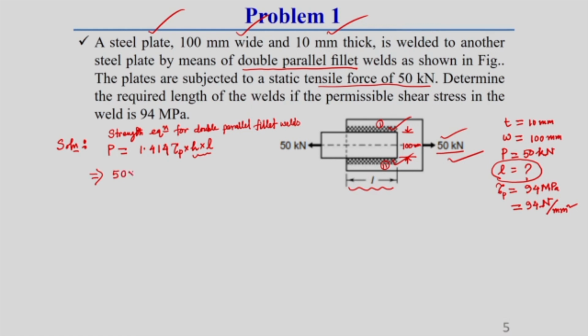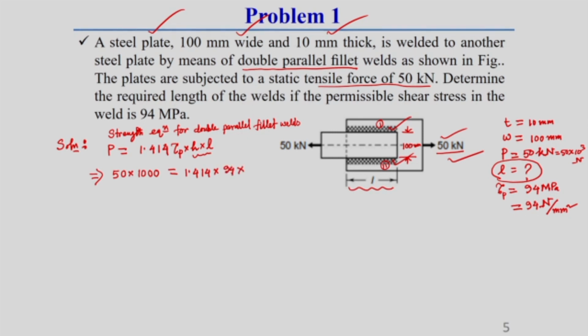So, 50 kilonewton, here I am writing 50 into 1000, that means you will be in Newton. So, here this 50 kilonewton in terms of Newton you can write as 50 into 10 to the power 3 Newton, correct. This will be equal to 1.414. Here tau P I am representing in terms of Newton per millimeter square. So, tau P means permissible shear stress. So, 94 here I am directly putting.